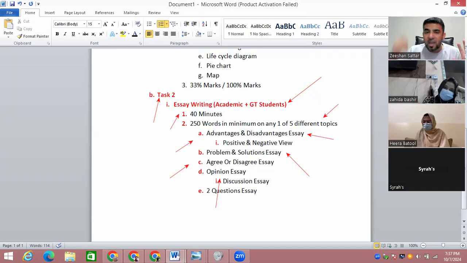What are these? Advantages and disadvantages, or negative and positive views. Number 2, problem and solution. Number 3, agree or disagree. Number 4, opinion or discussion essay. And number 5 is the two-question essay. These are 5 different types of questions which can appear in the exam, and students have to be very strong in their grip on the essay, and then they will get good ranks.